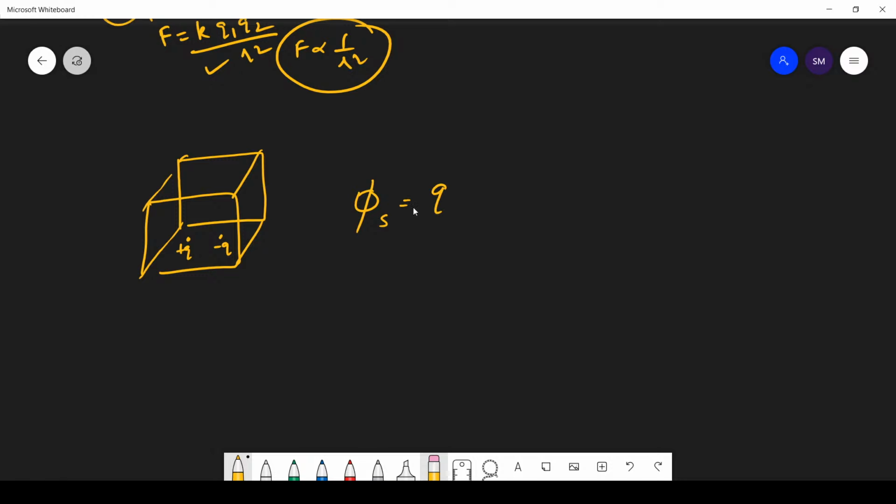So flux through the surface, and when the charges are given, Gauss law, charge enclosed upon epsilon naught. So what is the net charge enclosed? Net charge enclosed here is plus q minus q upon epsilon naught, that is 0. So net charge enclosed is 0. So flux through the surface is 0.